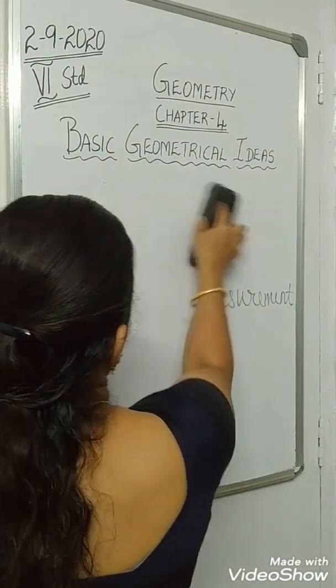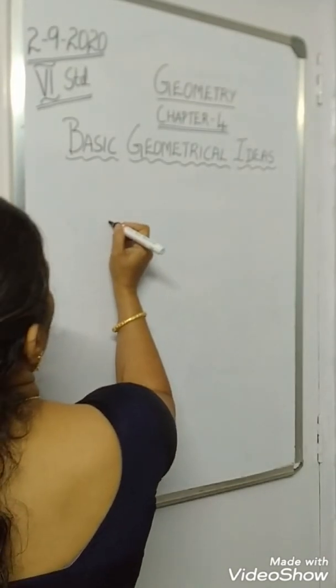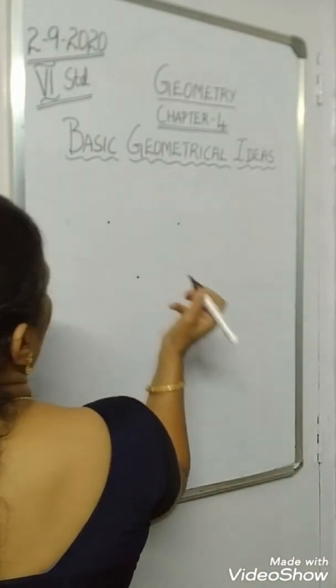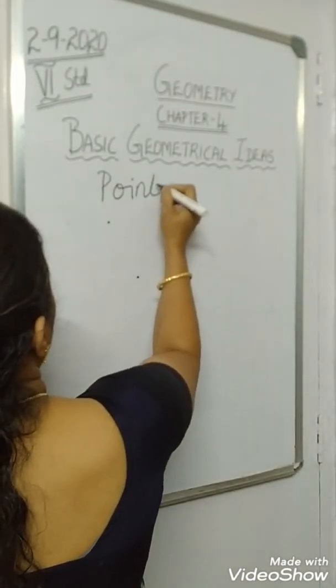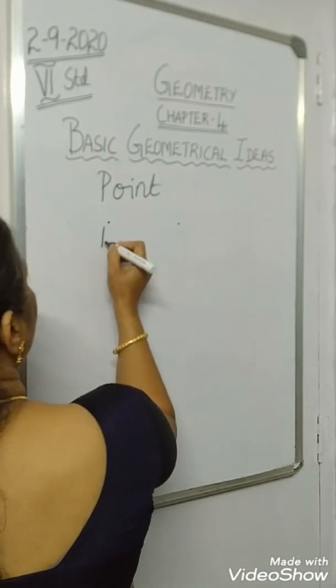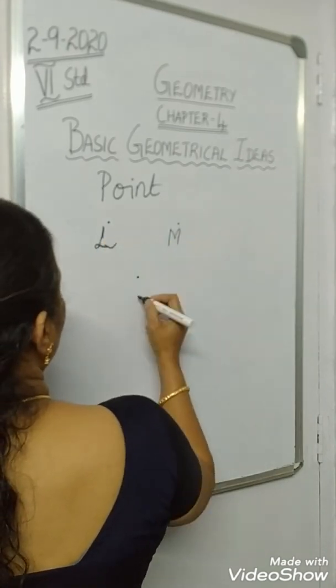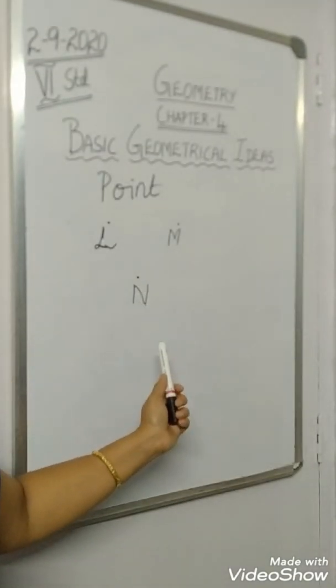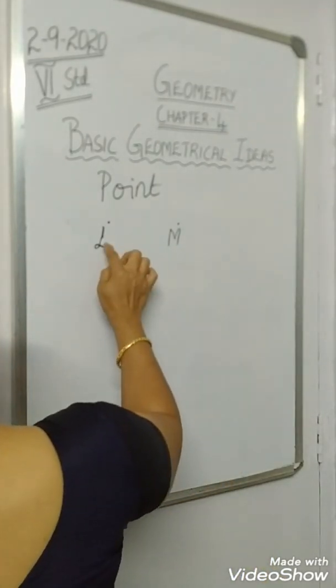Now, let us learn some basic geometrical ideas. To start with, can you tell what does this mean? This is a point. See here, this point we can name it as L. This we can name it as M. This we can name it as N. So, these are all called points. A point determines a location. They are indicated using capital letters.